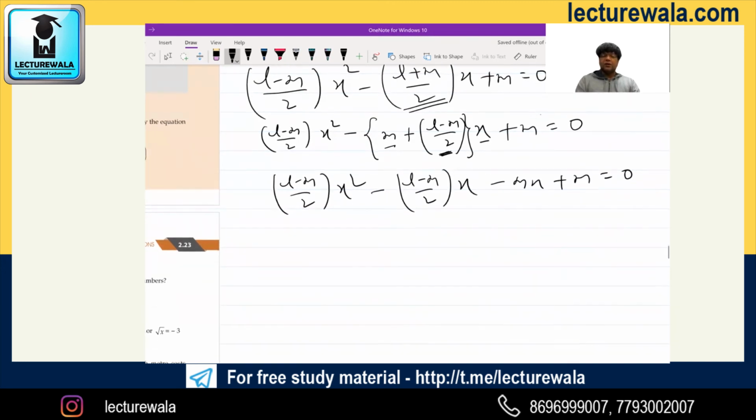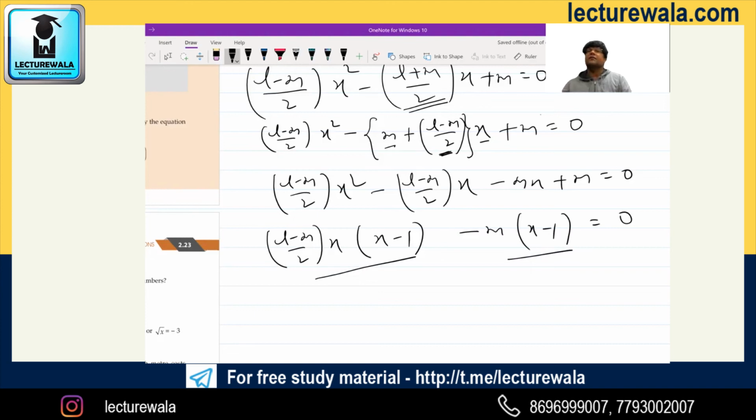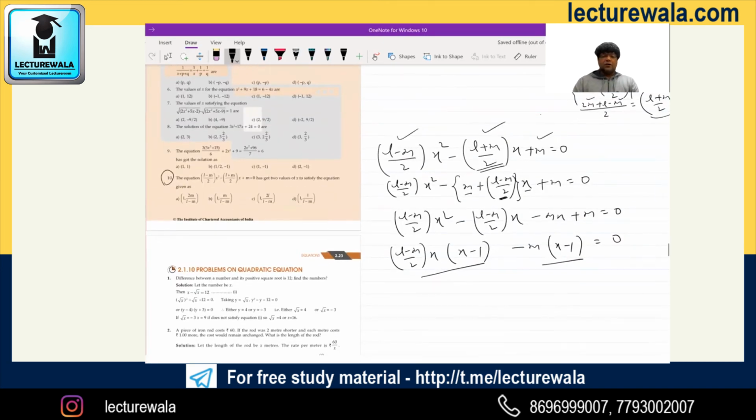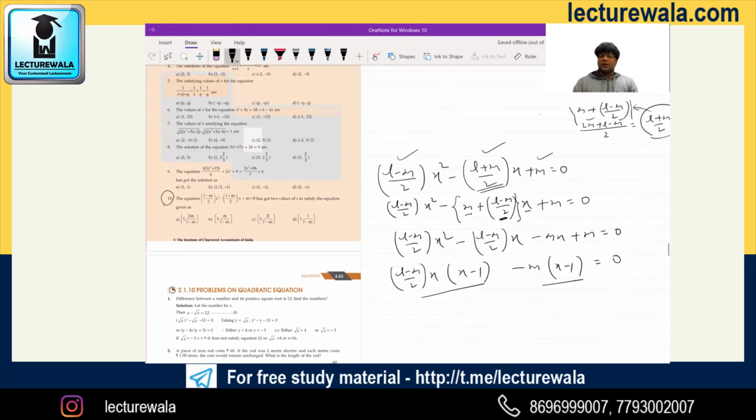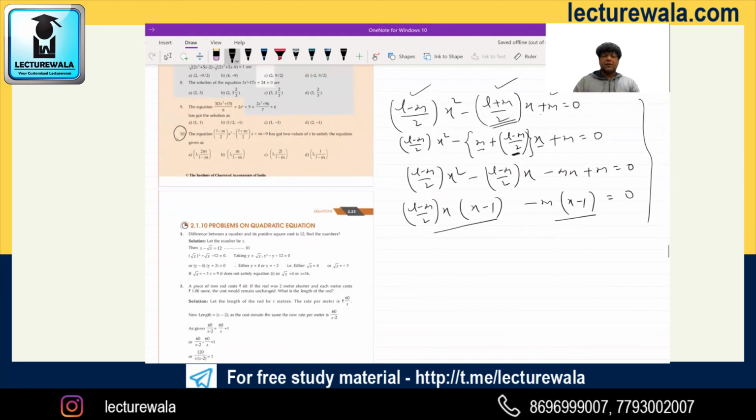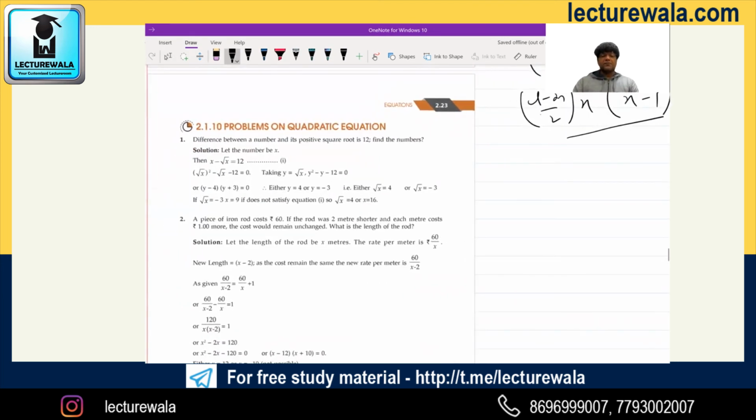So now you can do middle term factor. If you take L minus M by 2 into x common, x minus 1 will come from here. Out of these two, you take minus M common, it is x minus 1 is equal to 0. Now take x minus 1 common from first and second. Done, solved. Or you could have applied Sridharacharya also, but it will be a difficult calculation, so I solved by middle term.